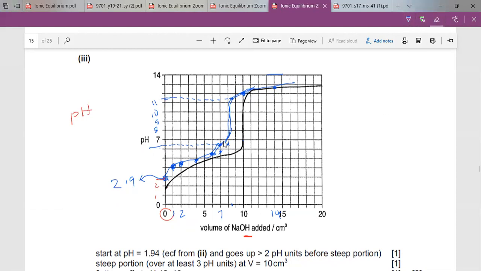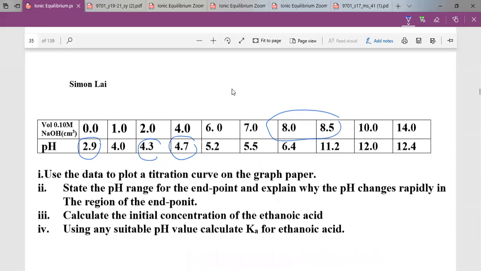So make sure as you plot here, all right? So here is the wrong point. Okay, so it goes like that, go up here. The last 2 points here are 6.4 to 11.2. So 11.2 minus 6.4 is 4.8, divided by 2 is 2.4. So 6.4 plus 2.4 is 8.8. So pH 8.8 will be the end point, right?